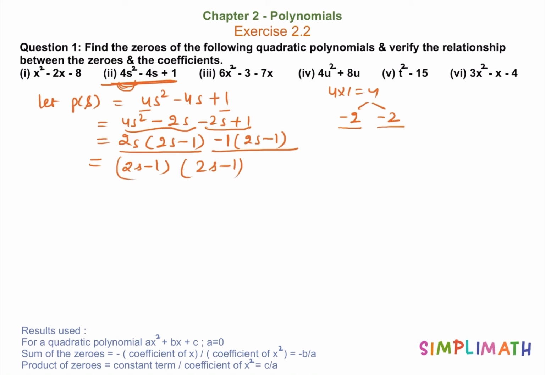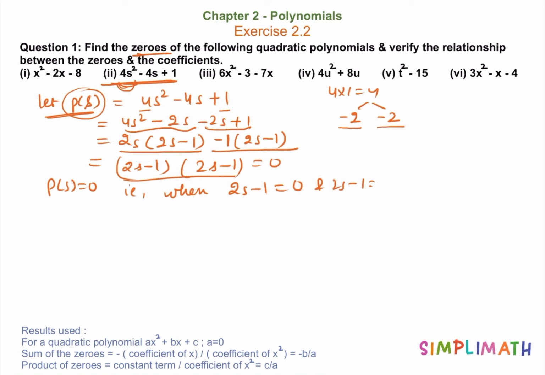Okay, so p(s), we can find the zero of the polynomial when p(s) is 0. So when is p(s) 0? When these two terms are 0. That is when 2s minus 1 equals 0 and 2s minus 1 equals 0. So we have two identical zeros over here. So I can say s equals half and half. So these are the two identical zeros.